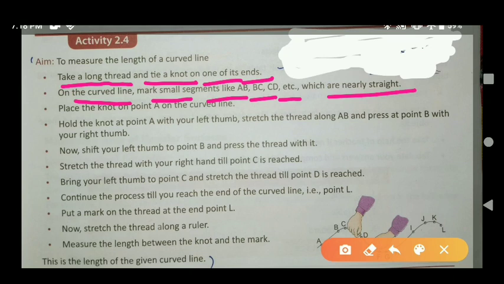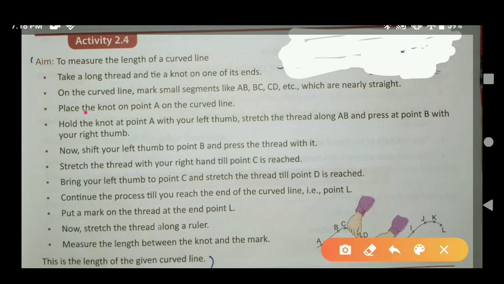Then place the knot at point A on the curved line. Now listen carefully. Hold the knot at point A with your left thumb. Stretch the thread along AB and press at point B with your right thumb.